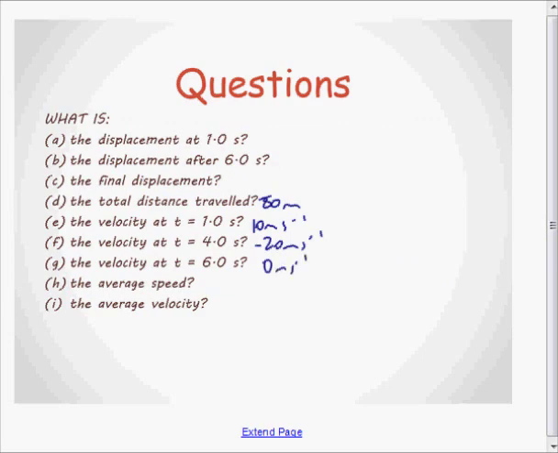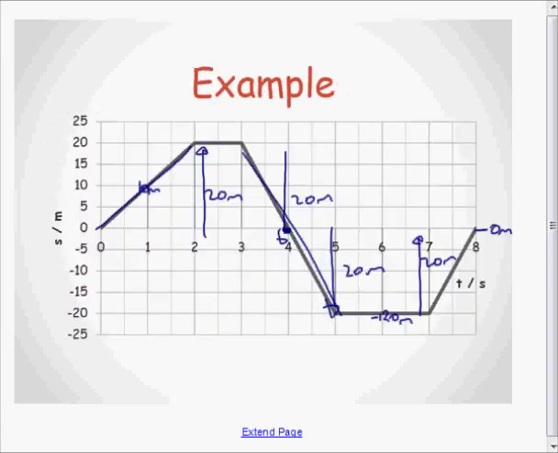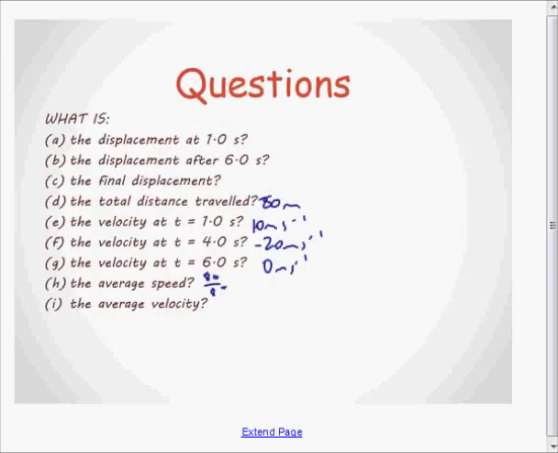What's the average speed? Well, that's the total distance divided by the total time. Total distance is 80 divided by, how long are we going for? 8 seconds. So 80 divided by 8, that makes 10. So 10 meters per second is your average speed. However, what's your average velocity? It's actually 0 as your total displacement is 0. So we got 0 meters per second. In other words, you can end up at the same place.